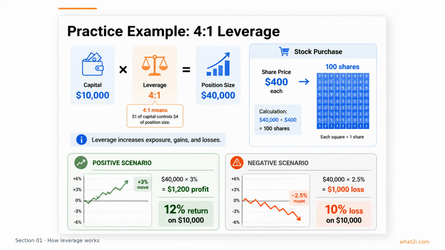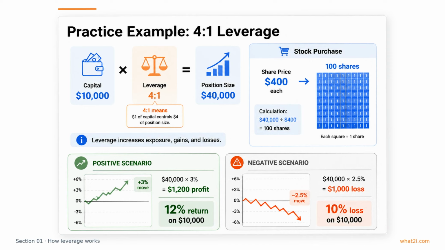The same principle applies outside Forex as well. If you have $10,000 and use 4-to-1 leverage, you can control a $40,000 stock position. At $400 per share, that means buying 100 shares. If the stock rises 3%, the position gains $1,200, which is a 12% return on your $10,000 of equity. If it falls 2.5%, the position loses $1,000, which is a 10% account loss. The asset moved only a few percent, but your account moved much more because leverage multiplied the exposure.